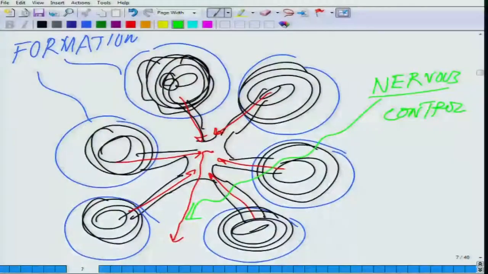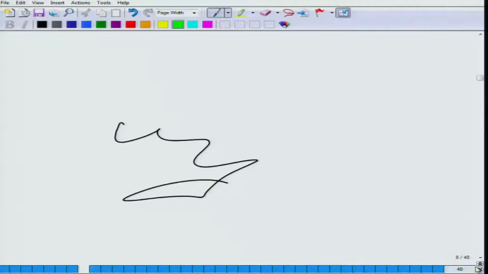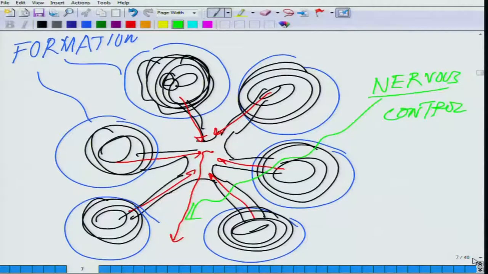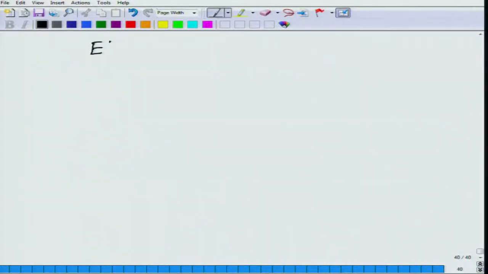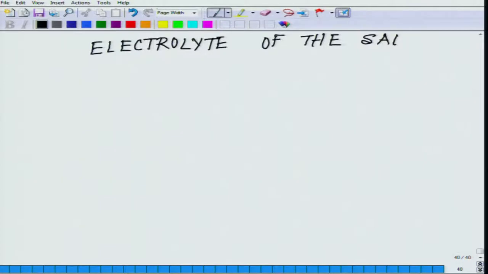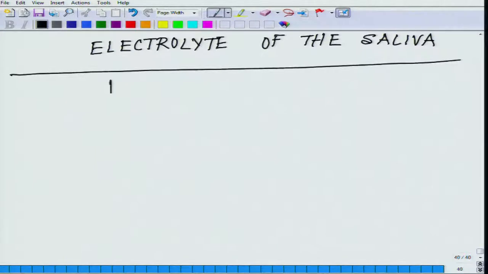So, coming back to the next slide. Okay. What we will do now, this is one thing that slipped out of my mind. I told you the composition, but I did not tell you the electrolytes in the saliva. I will come to that, and then again I will come back to the acinar structure, because this will help you realize something. Electrolytes of the saliva. And then we will come to the formation again, because there is a very tightly regulated electrolyte concentration.